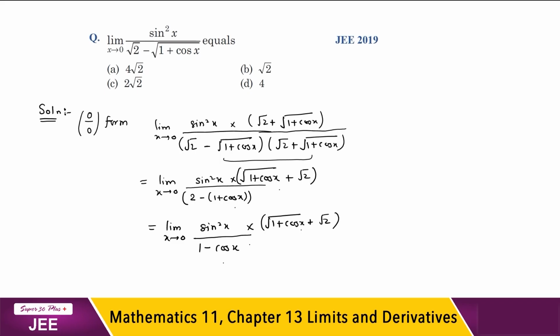And now 1 minus cos x, when divided by x square, this limit, as we already know, is equal to half, and this is making a standard limit of sin x by x.